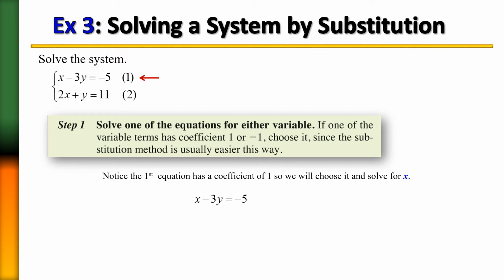So what will be the first step to getting x by itself? If you said add 3y to each side, then that is correct. So now that we have solved for x, we call this our third equation. We took this from equation number 1, so when we plug it in, we're going to plug it in into equation number 2 in x's place.